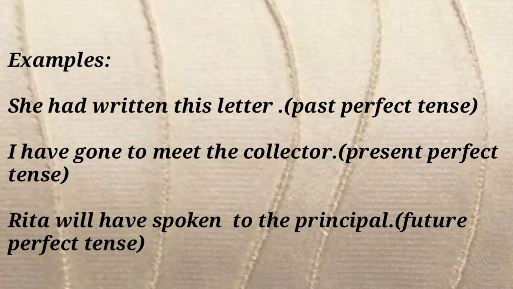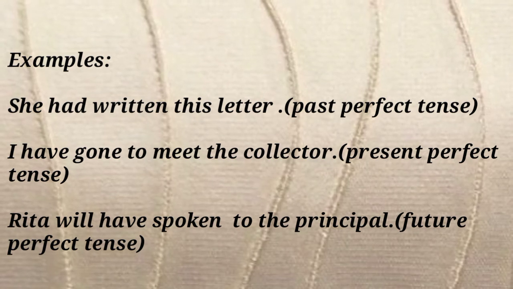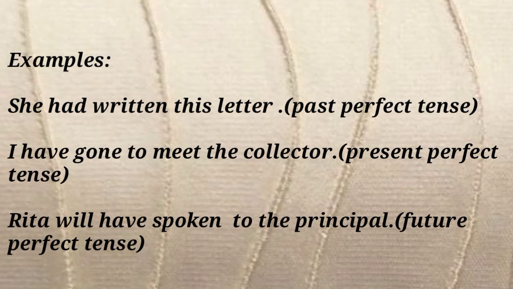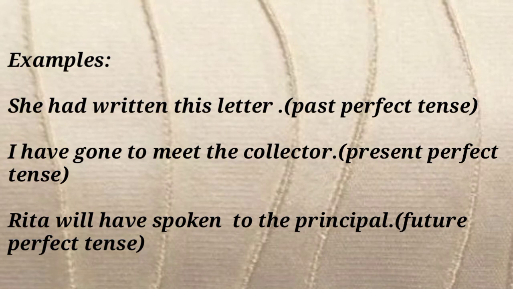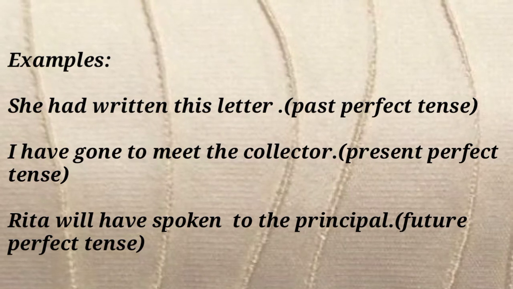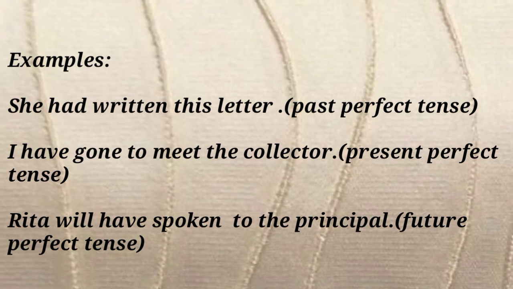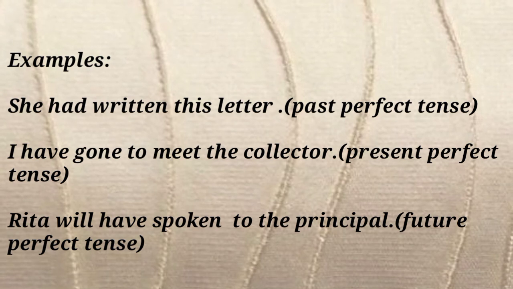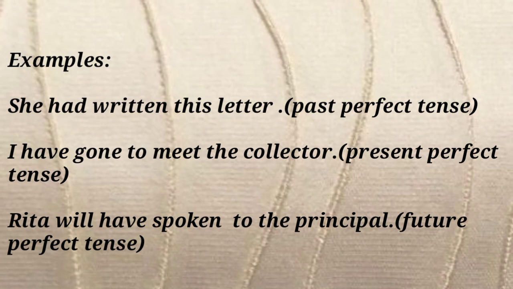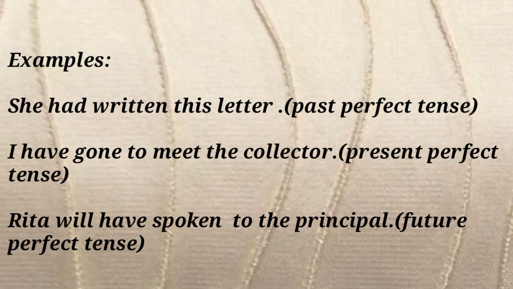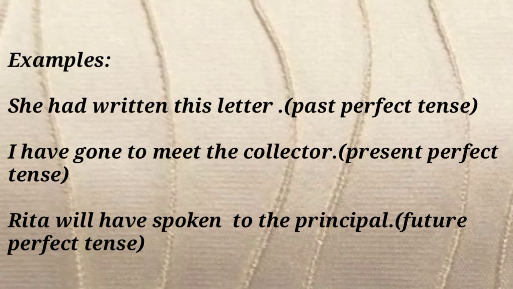She had written this letter, past perfect tense. See, had tells us about the past and written is the third form of the verb, and had means past perfect tense. Okay, I have gone to meet the collector. Have gone, have tells us that it is a present tense and also a perfect tense. Okay, gone is the third form of the verb. Rita will have spoken to the principal. Will have, will is future tense, have is perfect tense, and spoken is the third form of the verb.